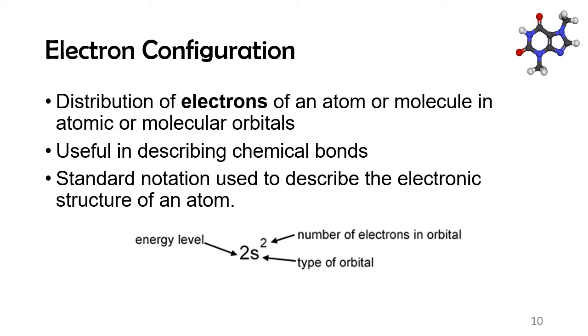We write the electron configuration as Ns superscript 2. The N refers to the energy level, the S is the orbital, and the 2 is the number of electrons occupying the orbital. Note that this notation is read as 2s2, not 2s squared.